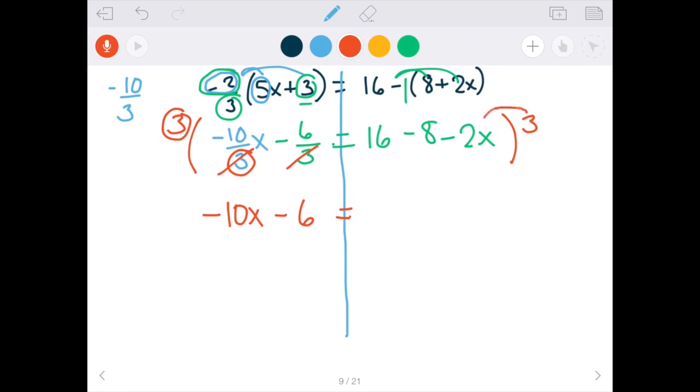On the other side, we're going to actually have to distribute a 3. 16 times 3 is 48. Negative 8 times 3 is negative 24. And negative 2x times 3 is negative 6x. All right. From here, we solve the problem the same way. I have like terms right here.